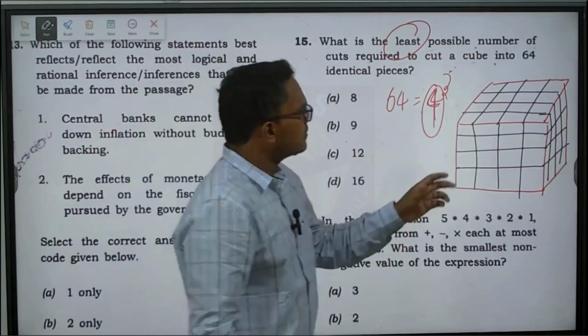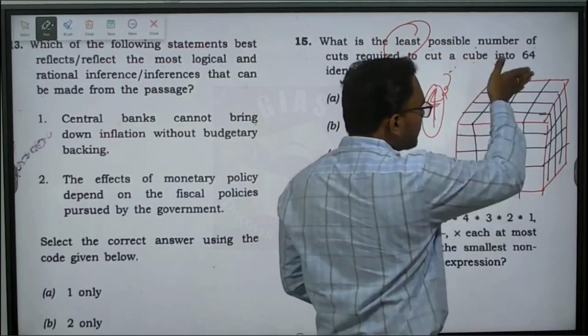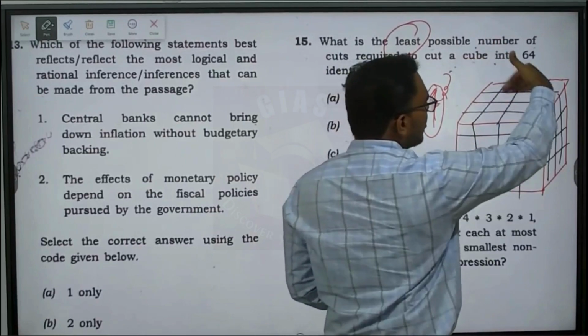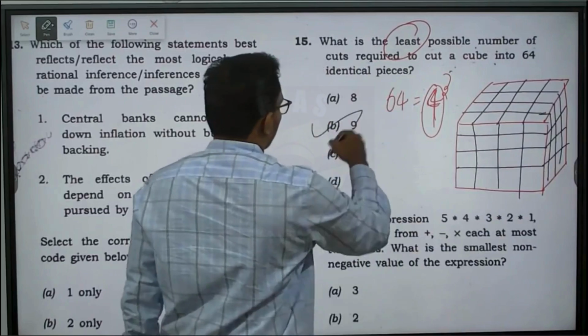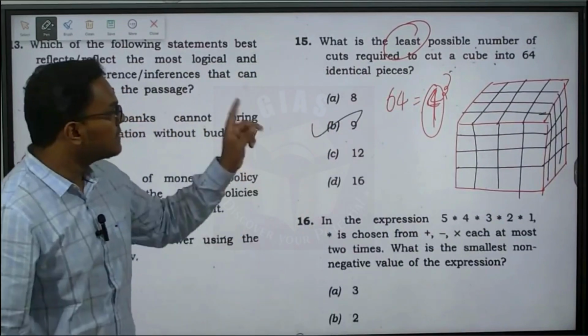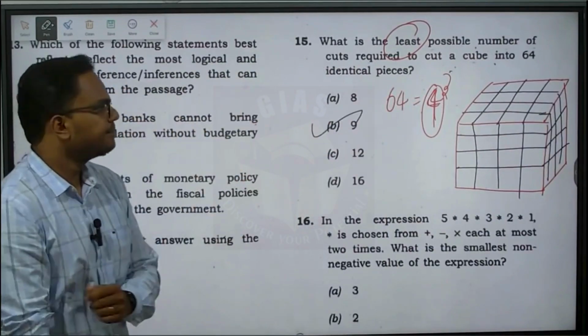So the minimum cut is, for the front side you have to cut three times, this side 3 times, and this side 3 times. So 9 is the answer. That is the least number of cuts.